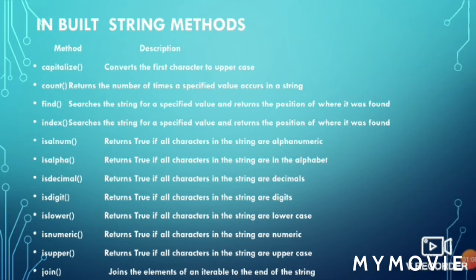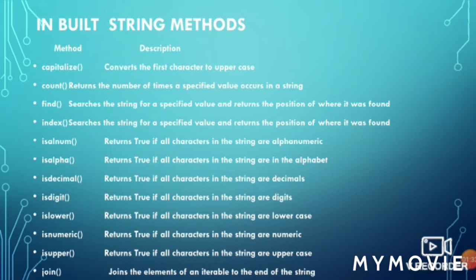Find searches the string for a specified value and returns the position of where it was found. For example, if there is a string "good" and you find the g, then the position is 1. It will return 1. Index searches the string for a specified value and returns the position where it was found, the number of the index, the place where it is situated.